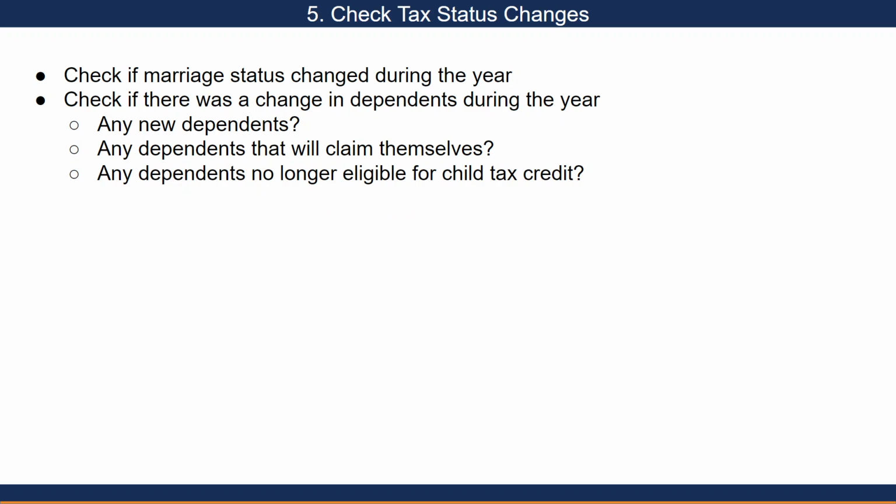Are any dependents no longer eligible for the child tax credit? You're going to want to know that because right now the child tax credit is $2,000, but when that rolls off, then it drops down to a $500 credit. So that's a $1,500 swing in tax that you're going to want to know about and be able to plan for and let the client know that that's coming up.